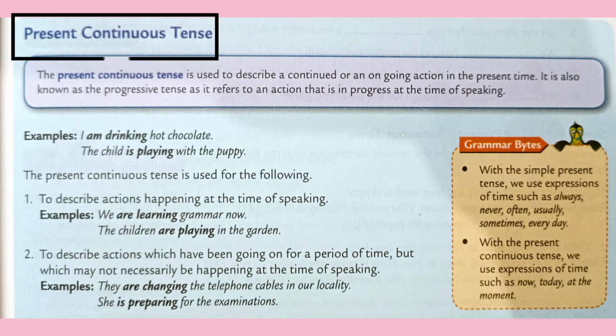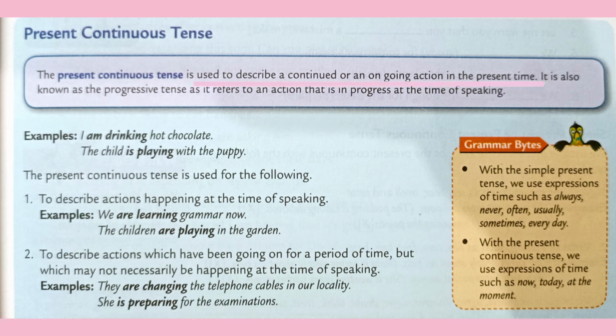Next, we have the present continuous tense. It is used to describe a continued or an ongoing action in the present time. It is also known as the progressive tense as it refers to an action that is in progress at the time of speaking. For example, I am drinking hot chocolate. The action of drinking is going on at the present moment. Hence, we are using the verb am drinking, which is in the present continuous tense.